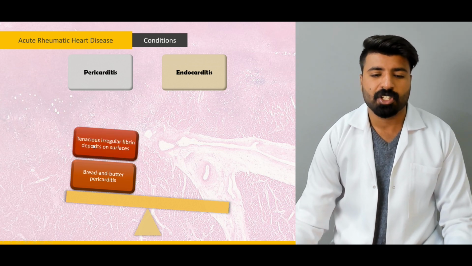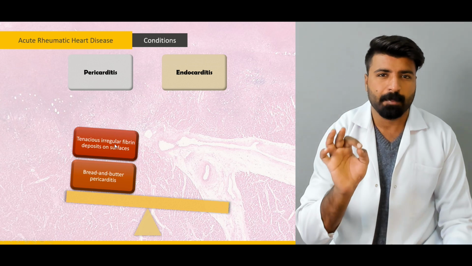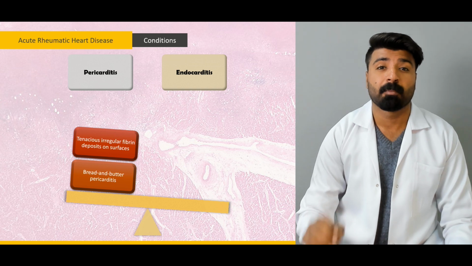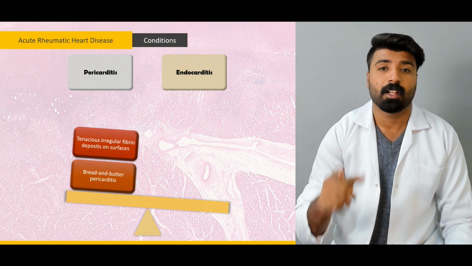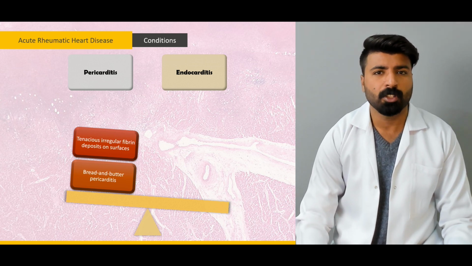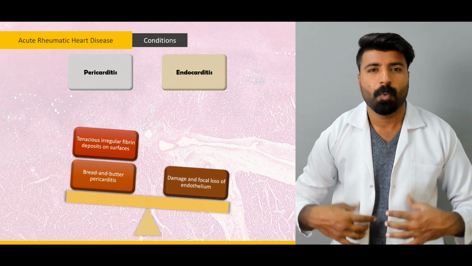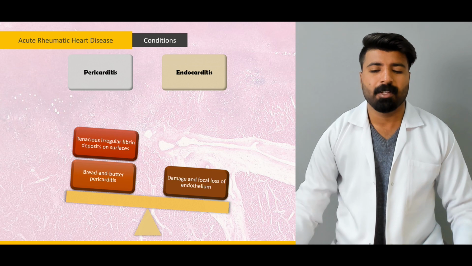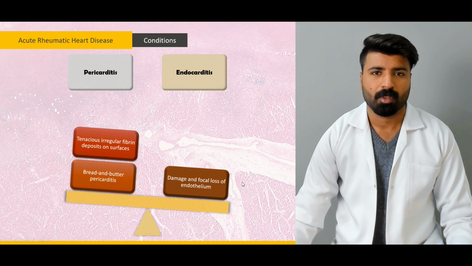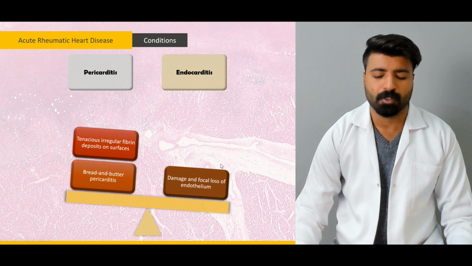Next, in pericarditis we have tenacious irregular fibrin deposits on the surface. What will those fibrin deposits do? They'll affect the myocardial cells. They'll affect the valves. More and more fibrous material will be deposited and more pathology will come out of it. On the other side, when we talked about endocarditis, it damages the heart and causes focal loss of endothelium.